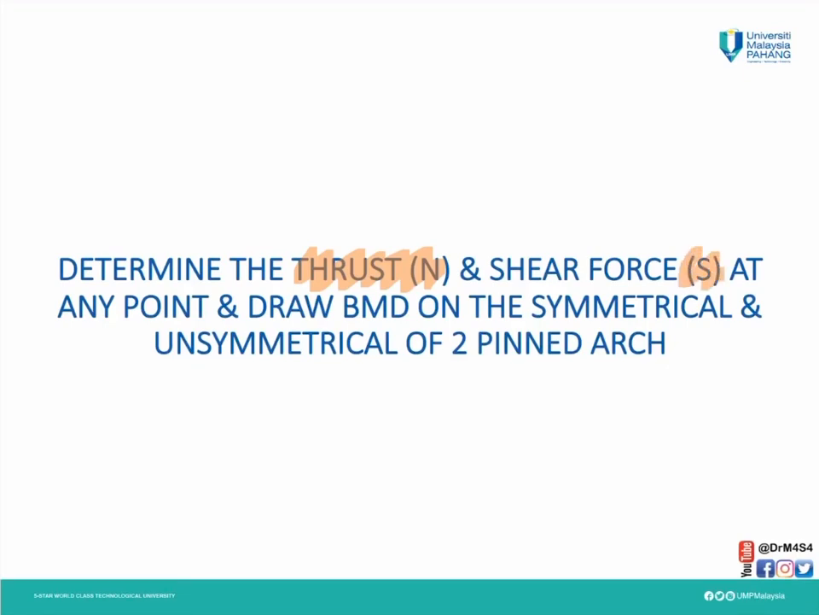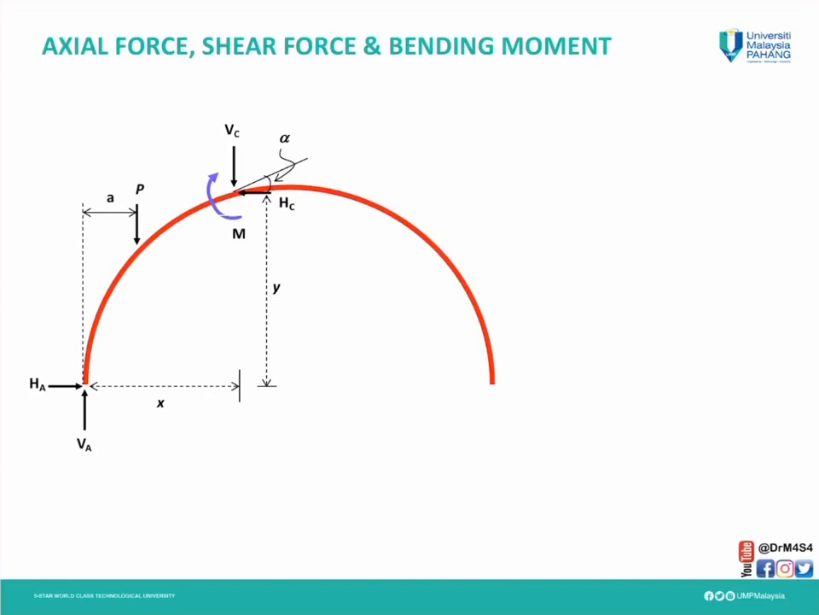Today we're going to continue our analysis of how to determine the thrust N and shear force S at any point on our symmetrical or unsymmetrical two-pin arch. Take this for an example. At any point on our arch, for example at point C, we're going to have moment, HC, and VC. And at point C, we know the distance X and also the distance Y.